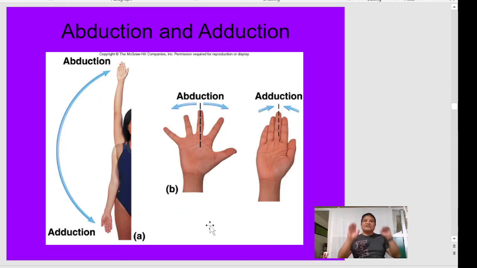Okay, so you have here the fingers. This is the midline. So when you move it like that, that is adduction. When you move it like that, that is abduction. In arms, when you move it on the side, it is abduction. When you move it to the midline, that is adduction.